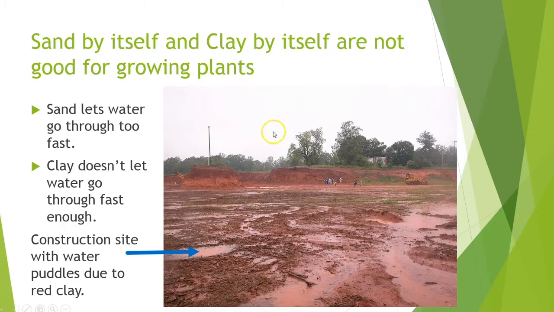So the thing about clay is the pieces are so small, they kind of glom together. And that's why sand, which lets water go through too fast, remember they talked about what kind of soil is good for plants. Sand lets water go through too fast. That's why you don't see things growing on the beach, right? And clay doesn't let water go through fast enough.